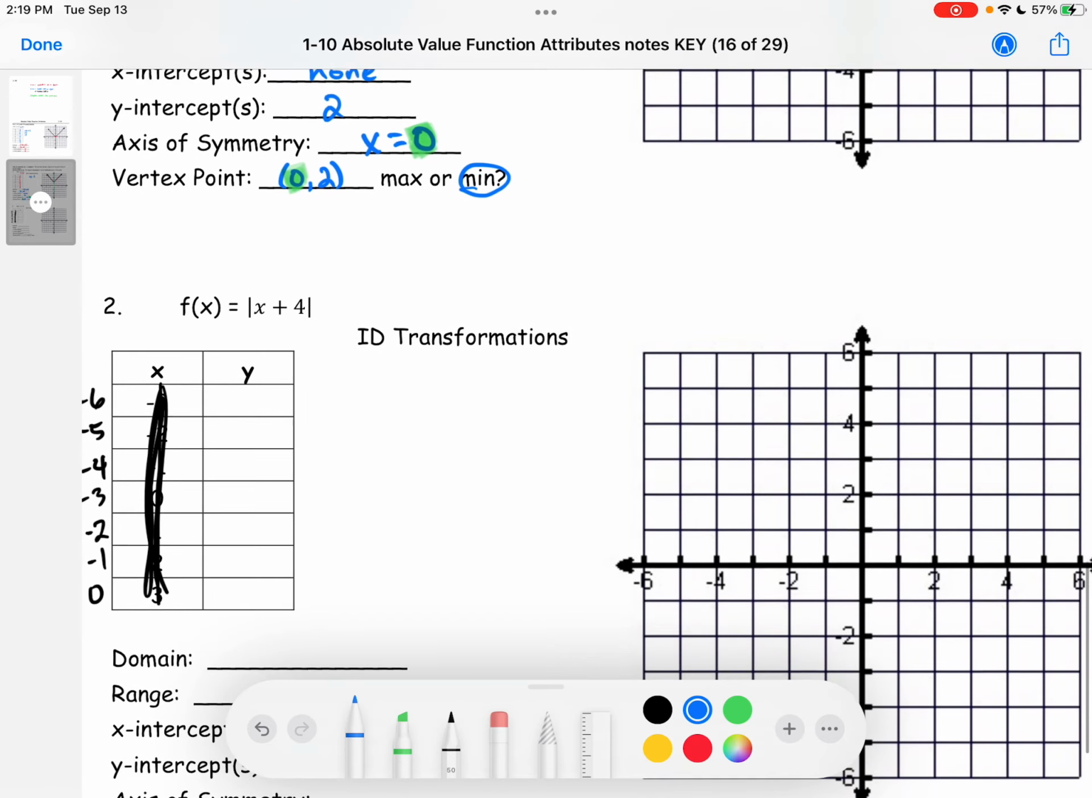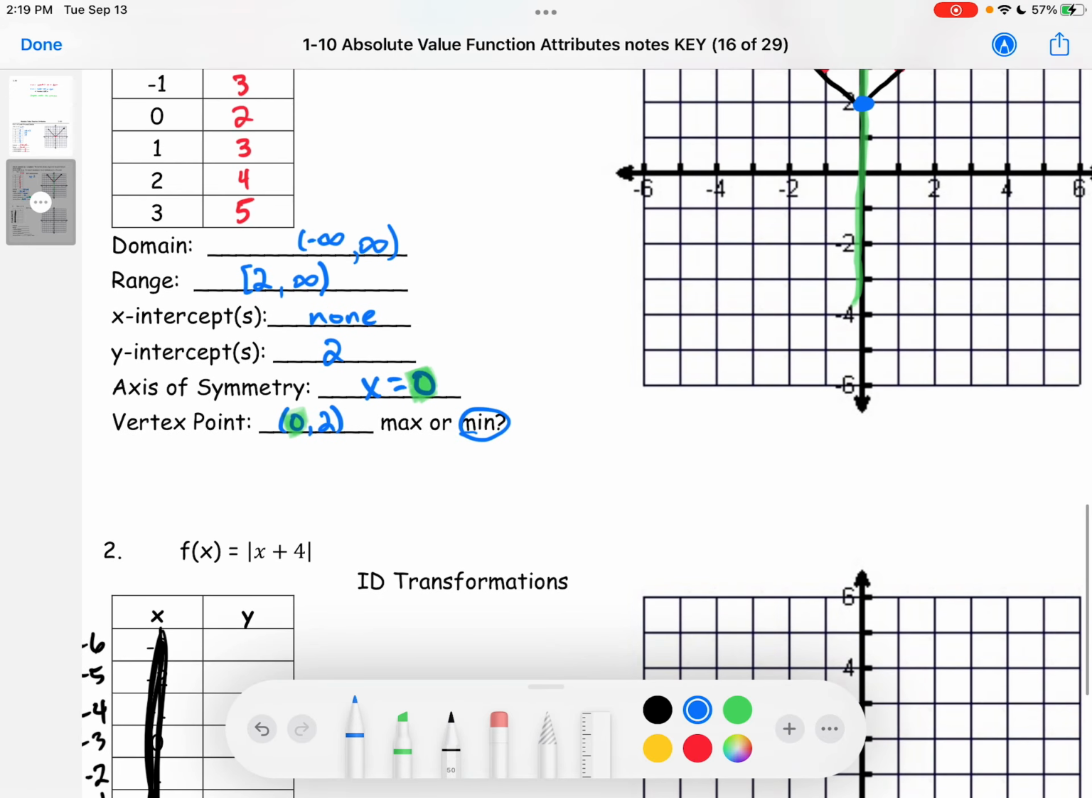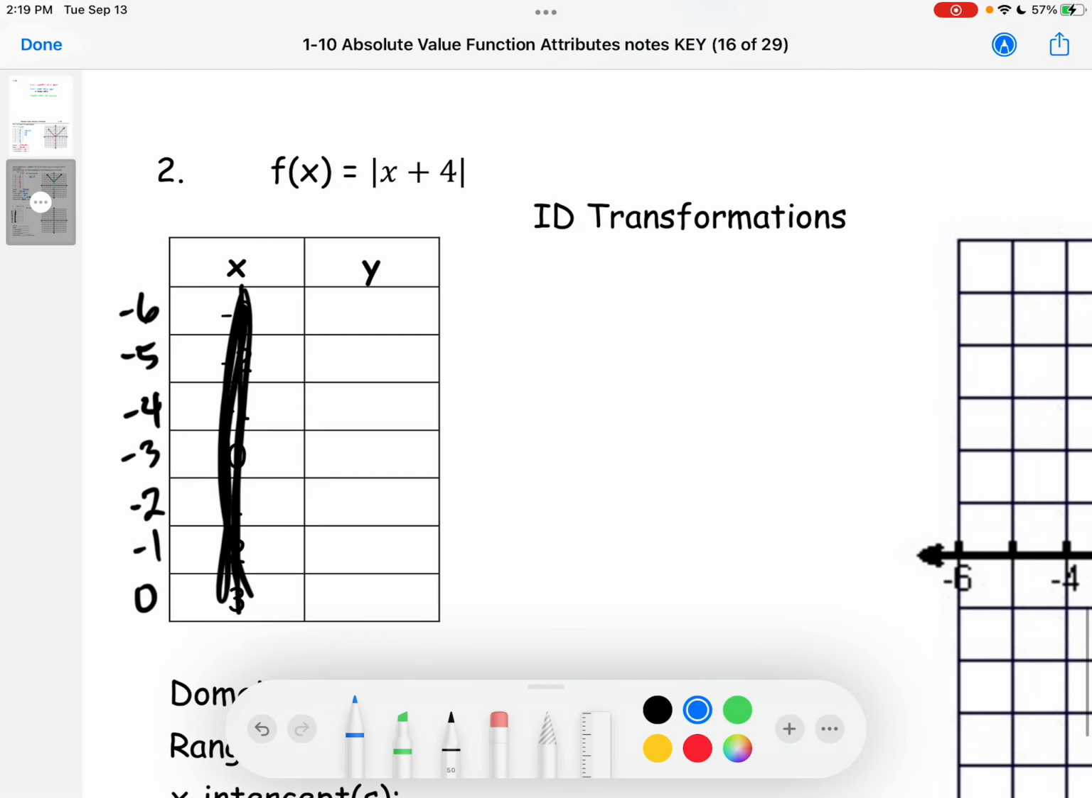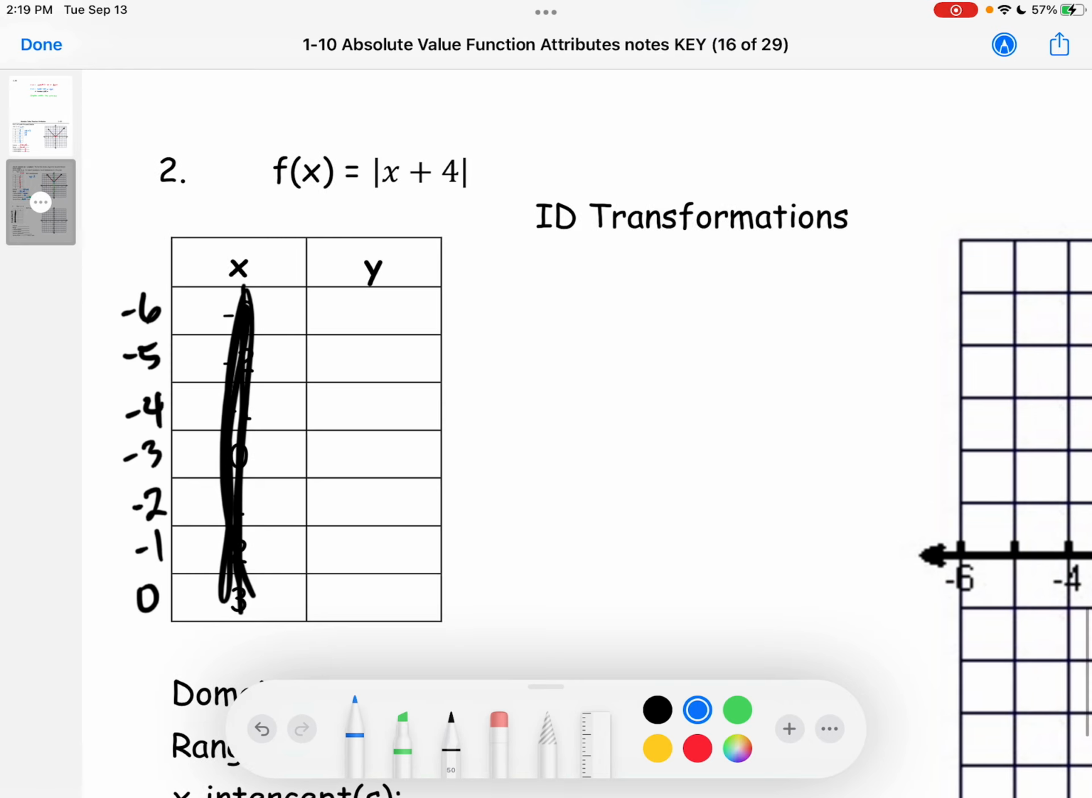Go on to our next one. I actually don't want to use the list of numbers that is printed on there. I want to use these x values, -6, -5, -4, -3, -2, -1, up to 0. And we're going to do just like we did before. We're going to plug in these x values, substitute them in right here, and evaluate the function.